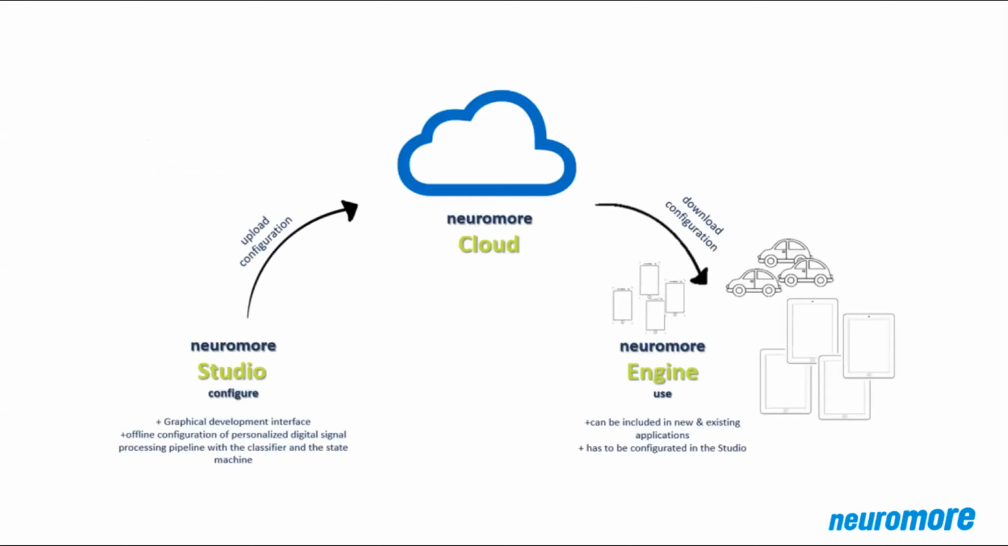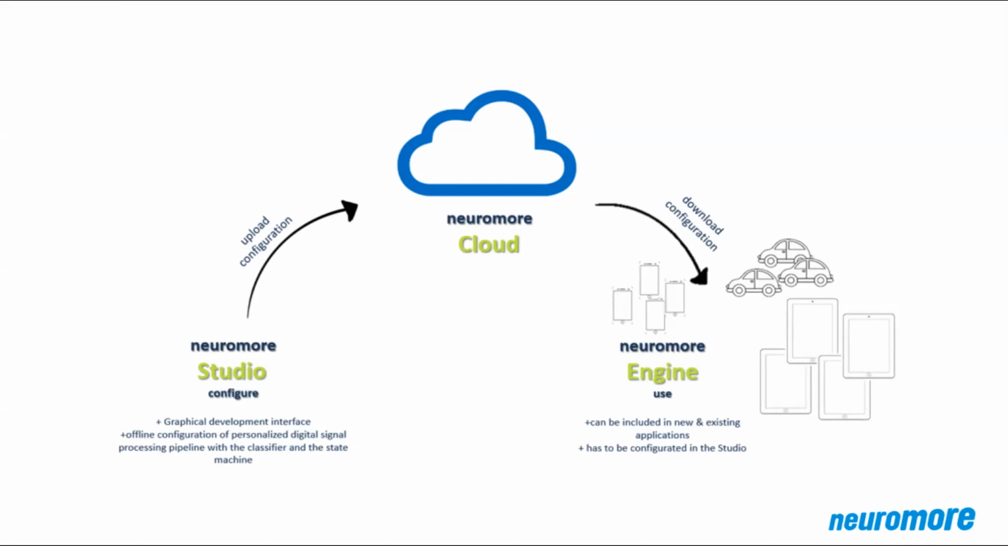So what is neuromore? Neuromore consists out of like 3 major components. We have the neuromore studio, which is our graphical development environment. It's a beautiful user interface. We will have a close look at it later on. Then we have the neuromore cloud that can be used for user management, data storage, configuration management. And we have the neuromore engine, where the magic happens, where all the calculations are being done.